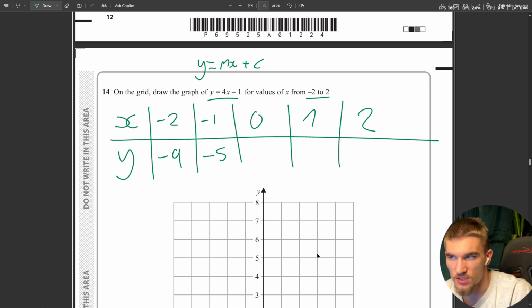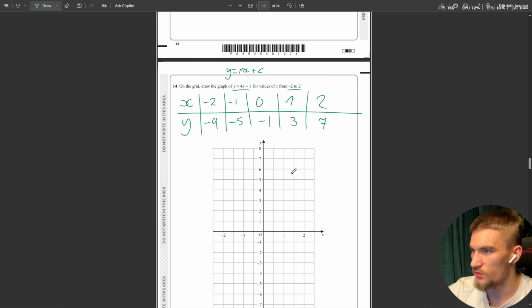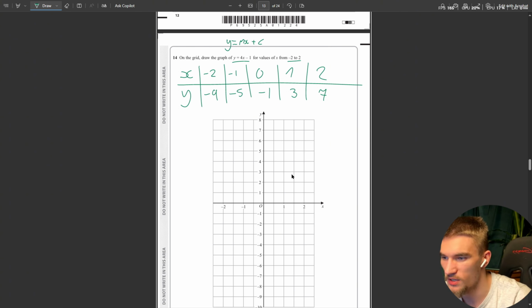Now, 4 times by 0 is 0, -1 is -1. Now, 4 times by 1 is 4, 4 minus 1 is 3. And then 2 times by 4 is 8, 8 minus 1 is 7, all right? So what do we have here? So we have -2, -9. -1, -5, 0, -1, 1, 3, 2, 7.